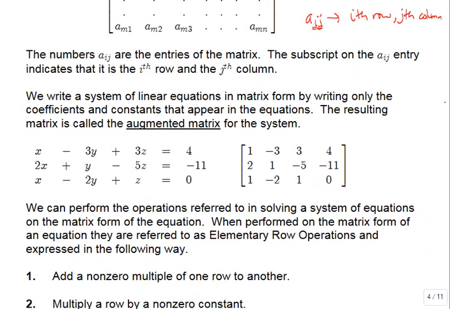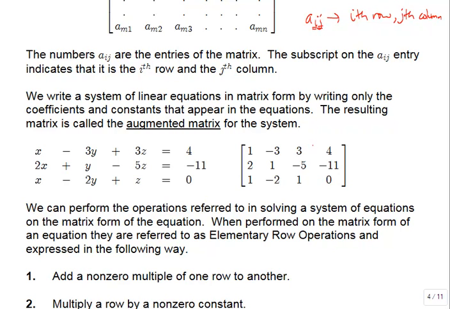Now we write a system of linear equations in matrix form by writing only the coefficients and constants that appear in the equations. We leave out all of the variables. The resulting matrix is called the augmented matrix for the system. So for example, if you look at this system of equations right here, if you strip away the x's, the y's, and the z's, it turns into a 1, -3, 3, 4. So this whole top row comes from the coefficients in this first equation. The whole second equation becomes your second row, and the third equation becomes your third row.